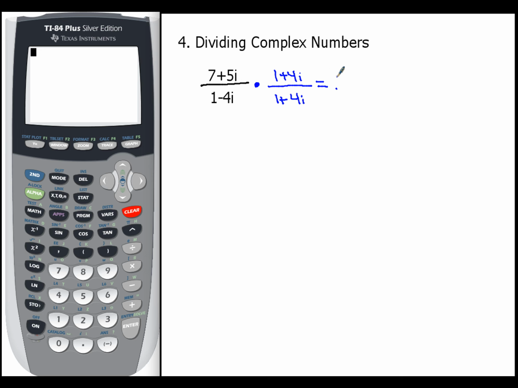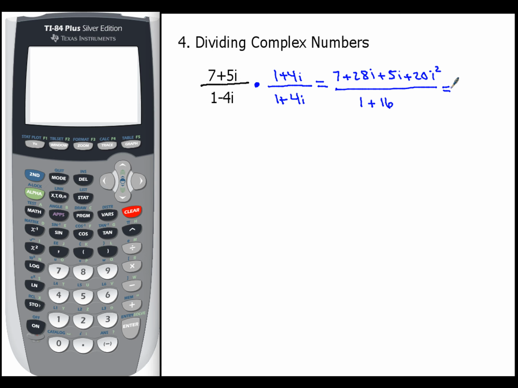We already kind of know what the denominator is going to be, but let's go ahead and work with the numerator first. 7 times 1 is just going to give us 7. And then 7 times 4i, we're going to get 28i. 5i times 1 will get 5i. And then 5i times 4i will get plus 20i squared. And then in the denominator, we're going to end up with 1 times 1 is just 1, and then 4 times 4 is 16. So we're going to end up with that in the denominator.